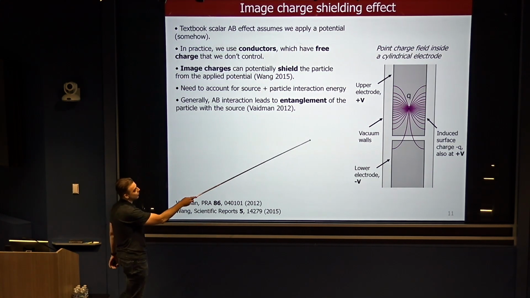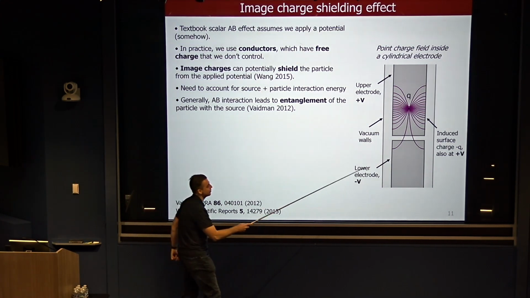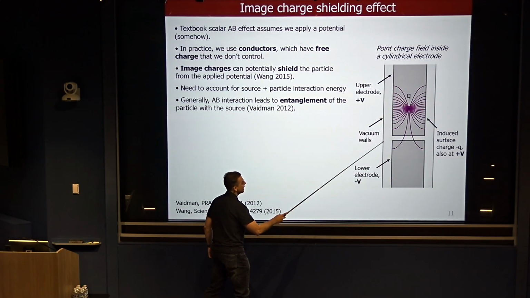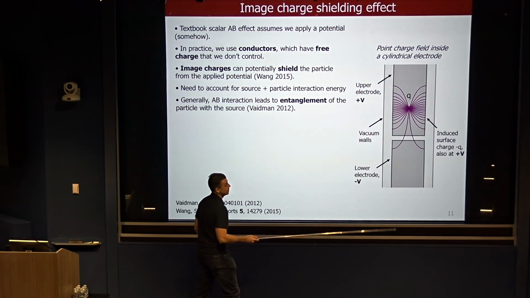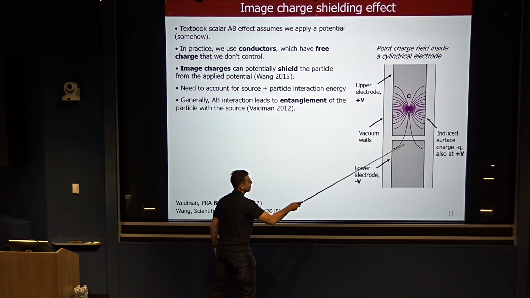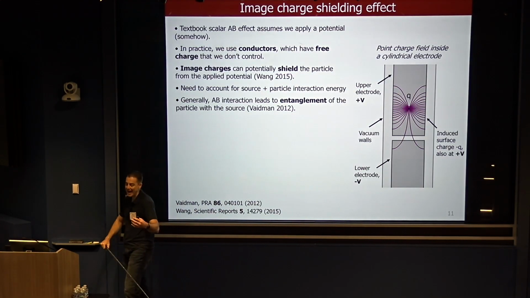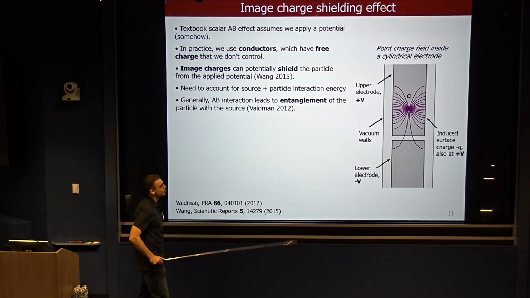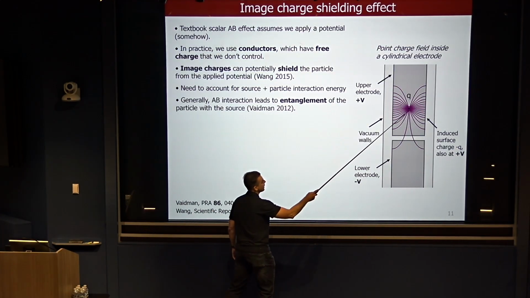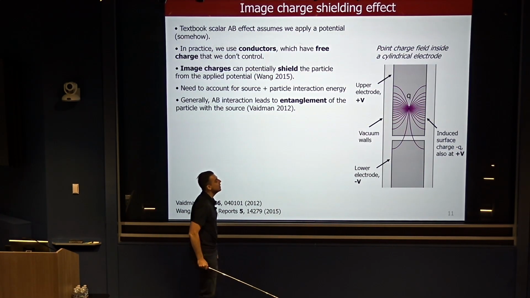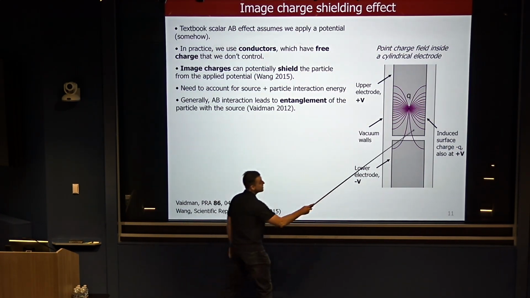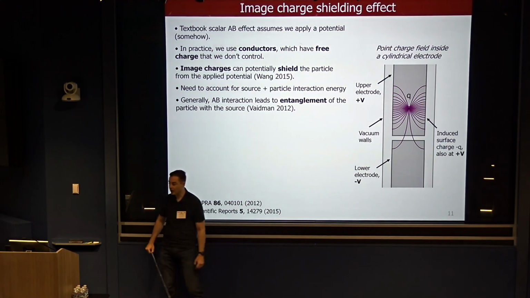I want you to look at this cartoon over here for a moment. This is a picture of our vacuum system on the outside. We've got these two gray regions, which are our electrodes. This is the upper electrode and the lower electrode. And this point charge Q, that's our possibly charged atom. The field lines show you what's going on, right? The field lines here all terminate on the inside wall of this electrode. And so that means there's an induced surface charge on the inside of this electrode.